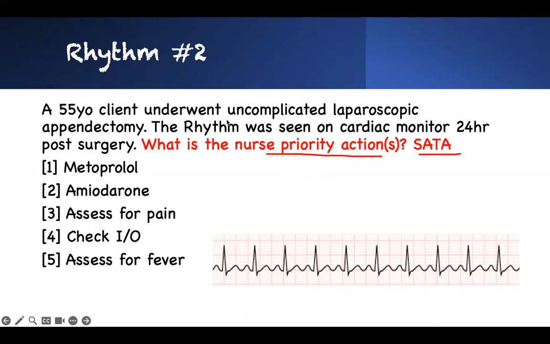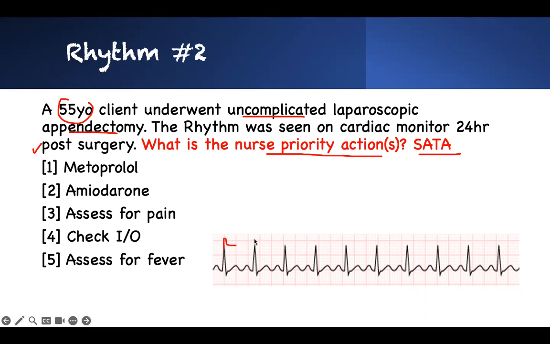Okay, what is the issue? A 50-year-old client underwent an uncomplicated laparoscopic appendectomy. The rhythm was seen on the cardiac monitor 24 hours post-surgery. So what would you do? You're breaking it down. What is being asked? What is your priority? What is the case? The patient had surgery and everything went well. 24 hours later, they saw this rhythm, right? What would you do?